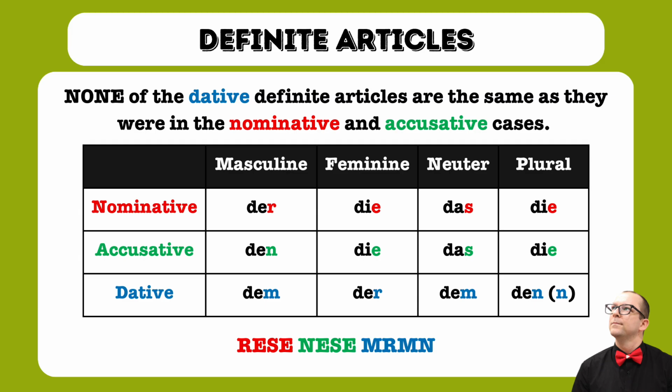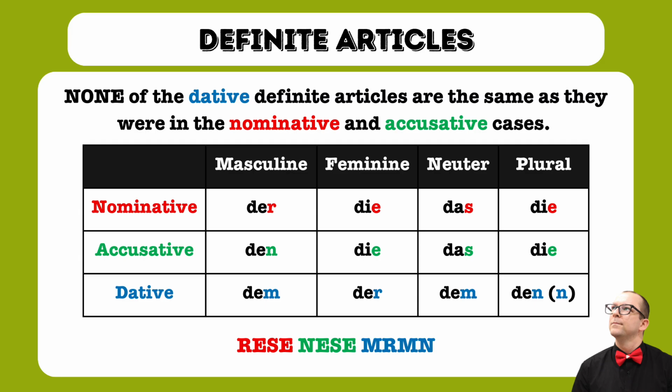This gives us our third version of the mnemonic device. R-E-S-E for nominative, rese, N-E-S-E for accusative, nese, M-R-M-N for dative, merman. You'll also notice there is an N in parentheses in the plural form.